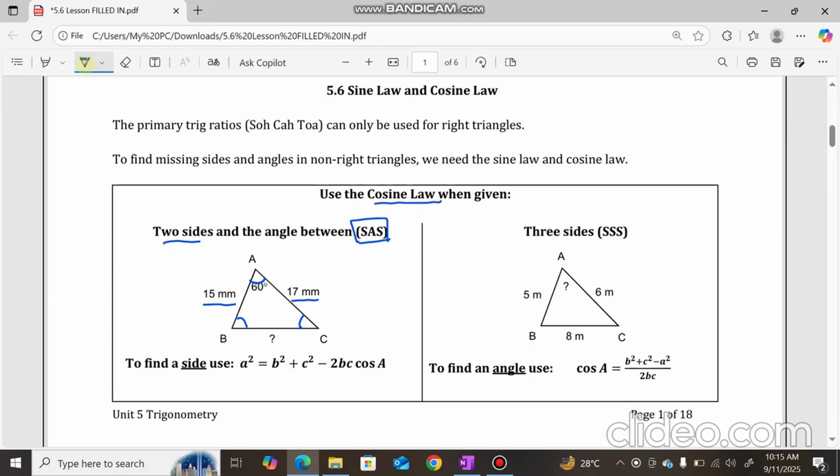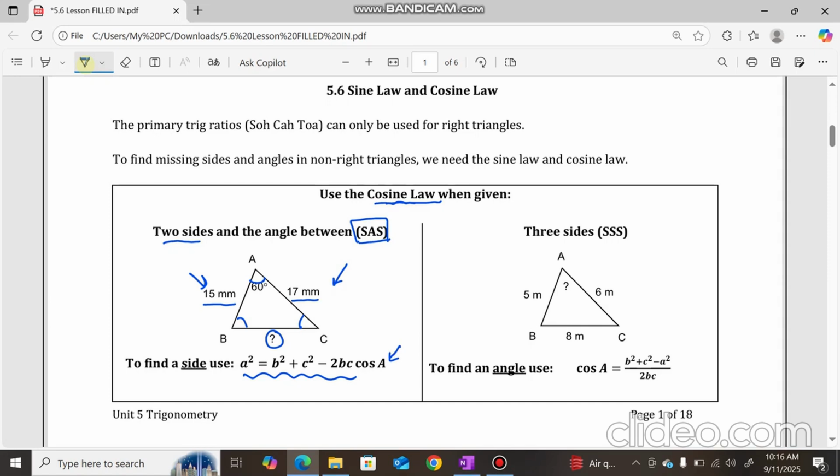Why are we going to use the cosine law? Because if there is not a right angle, then we use two laws, the cosine law and the sine law. This is called the cosine law. If two sides and one angle are given, we can get the third side by using this formula: a square equals b square plus c square minus 2bc cos theta, where A is the angle.